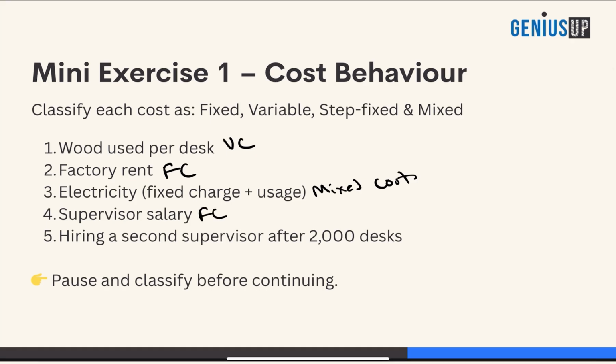And then we have hiring a second supervisor after 2000 tasks. So this one is interesting because in number 5 we're saying that we have a situation like this, whereby here it's activity or the number of tasks that are being produced, and then we have the total cost here.